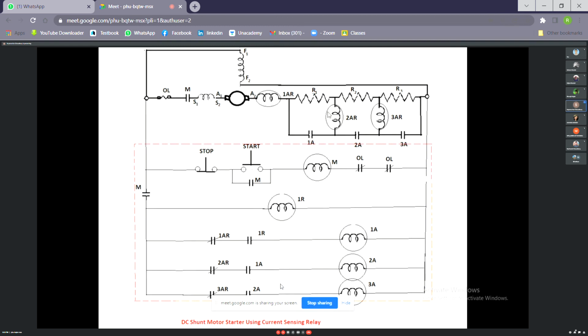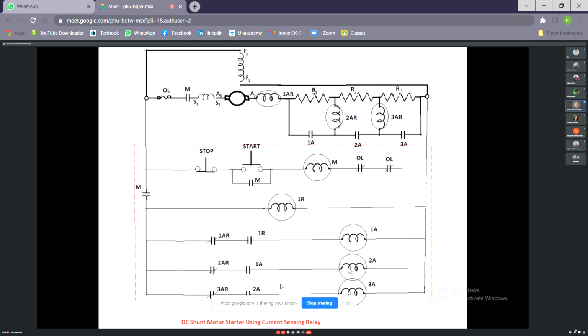So this relay picks up instantaneously. When this relay picks up, this contact opens. These relays are very fast acting, so it will open before this 1A closes. So again, the motor will run for a few seconds with these two resistances in circuit. Then when the current drops down below a certain value, 2AR drops off, so this will close its contact here.